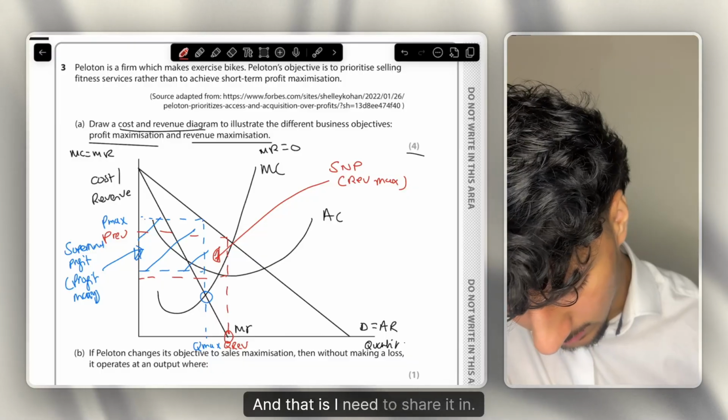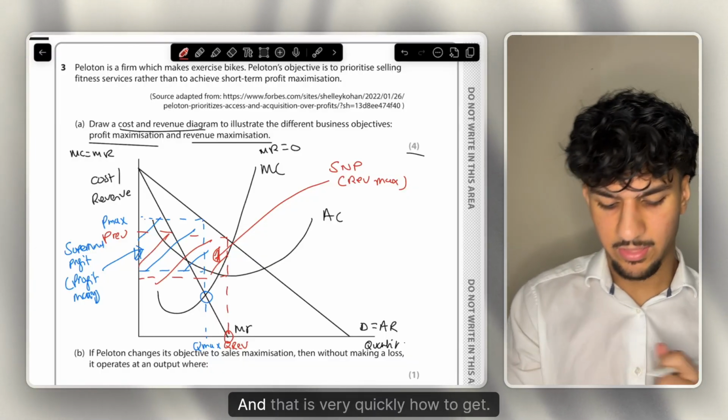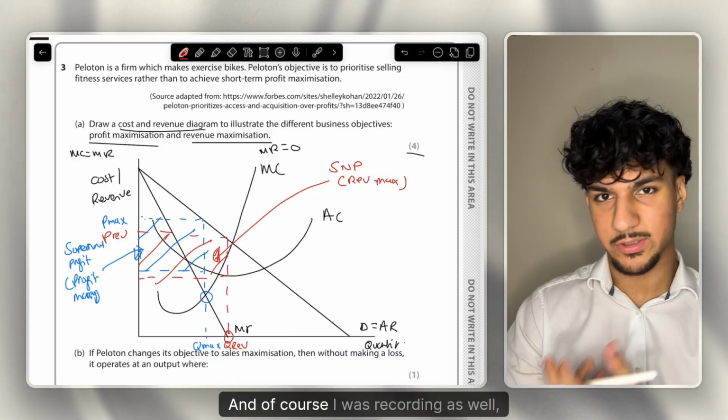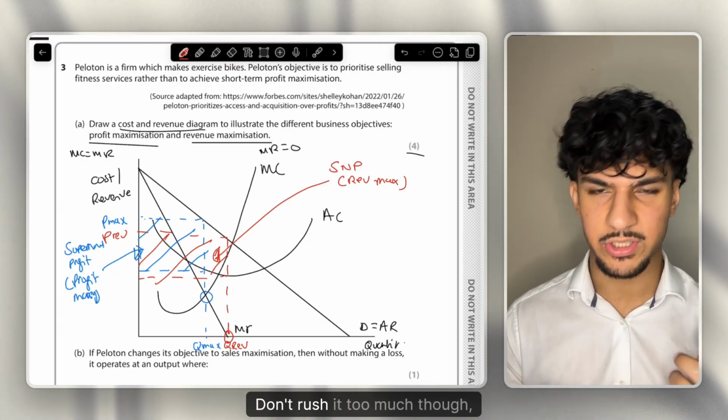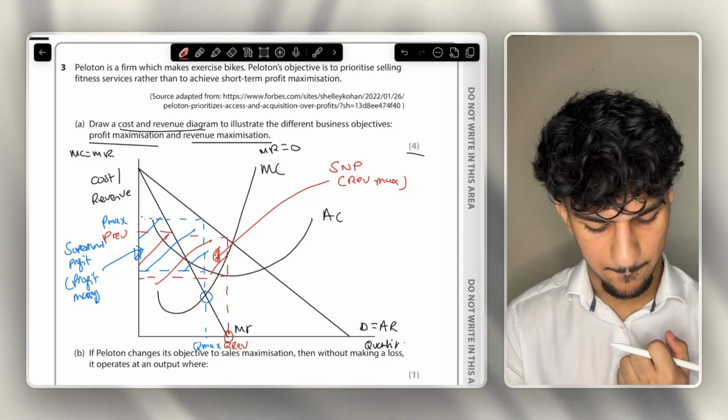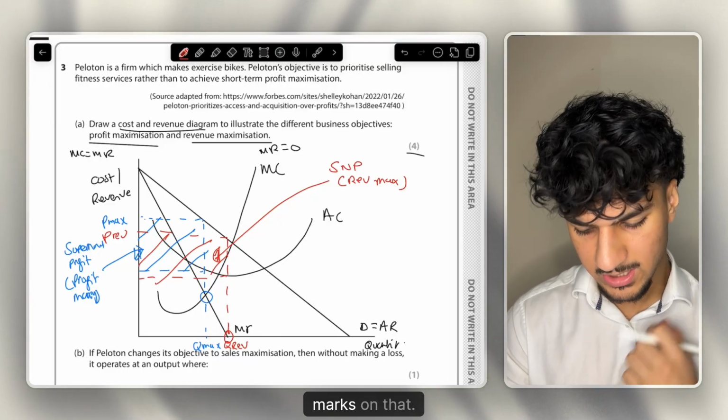But that is pretty much it, and that is very quickly how to get it. And of course I was recording as well, so probably if I was doing this in the exam I could do it quicker. Don't rush it too much though, since you don't want to make any silly mistakes. But yeah, so that's pretty much how to get 4 out of 4 marks on that.